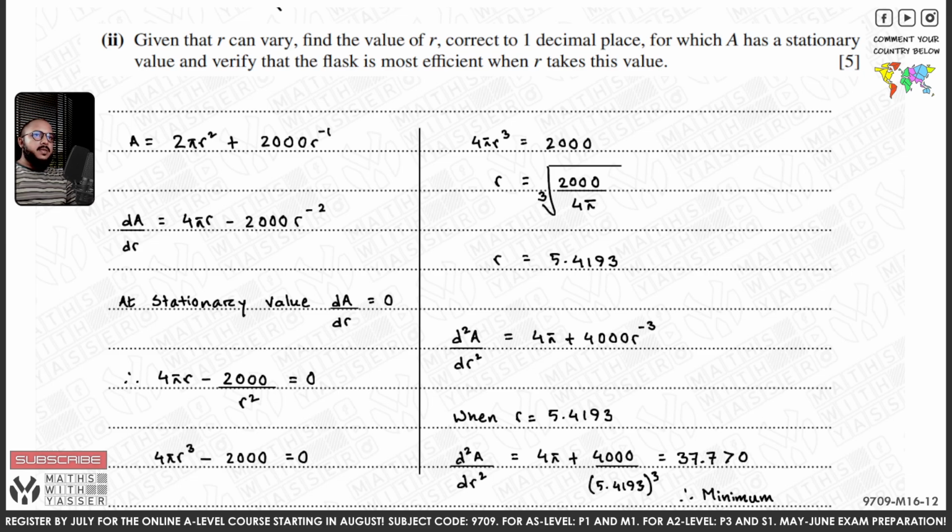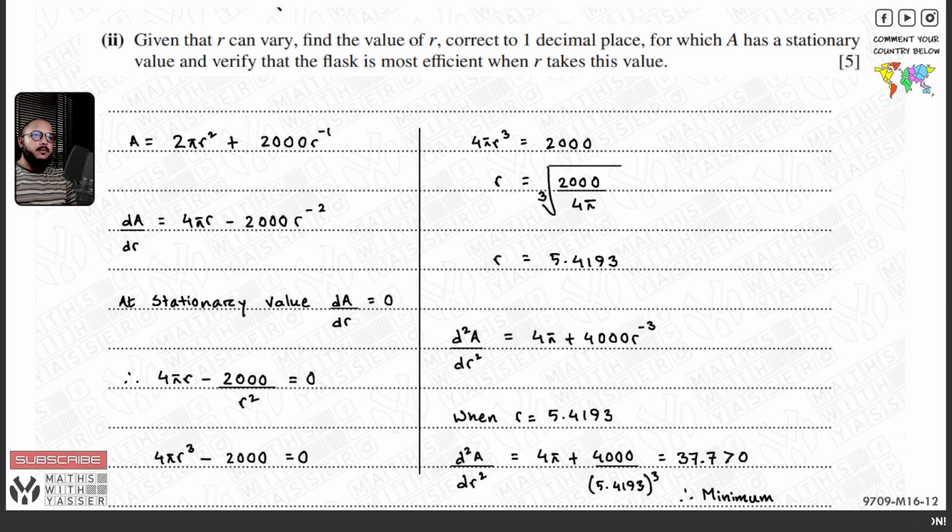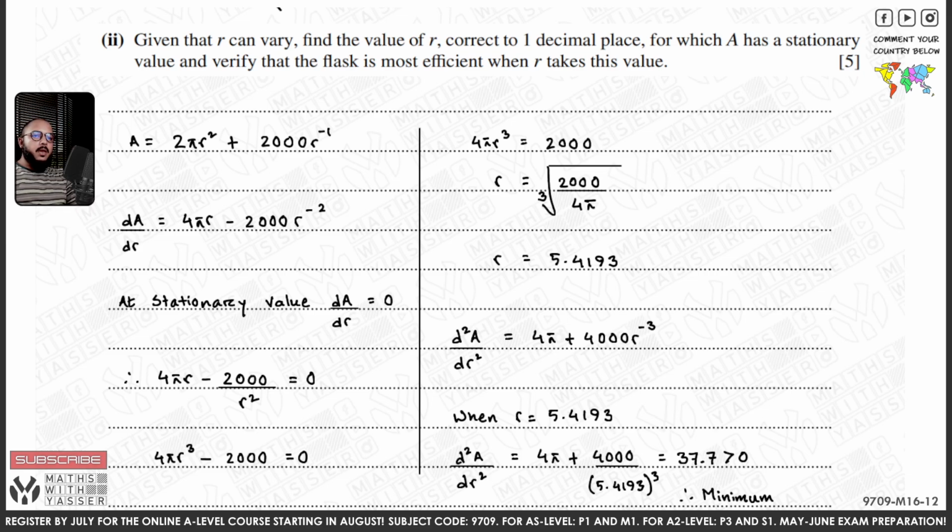So since they're talking about the stationary value, first we need to differentiate this equation, and we must also say that dA by dr is equal to 0, because at a stationary point the differentiation must be equal to 0. So this will be 2 times 2, which is 4 pi r, and this will be negative 1 times positive 2000, which is negative 2000, r to the power minus 2. Now we can say 4 pi r minus 2000 over r square is equal to 0.